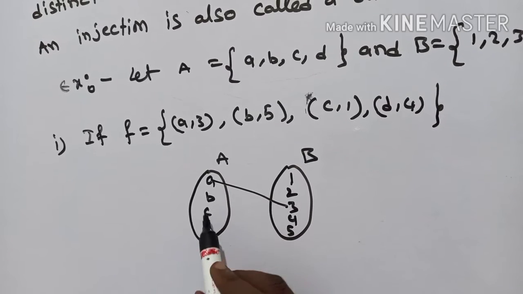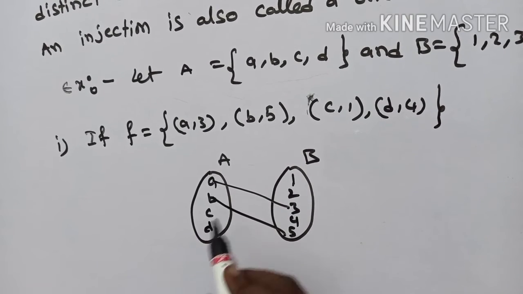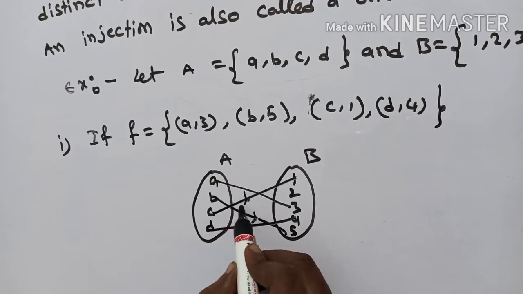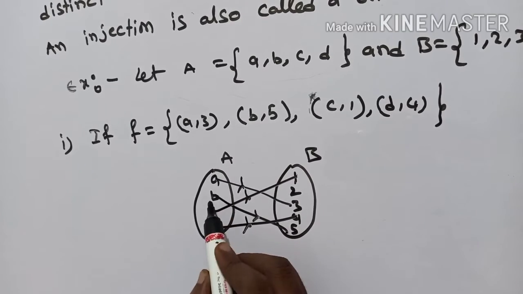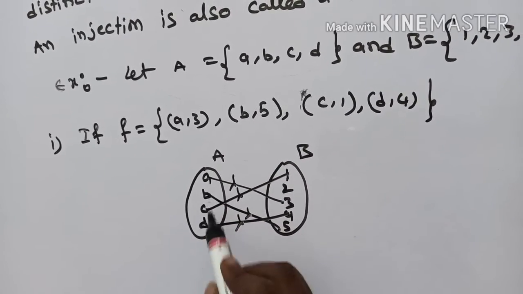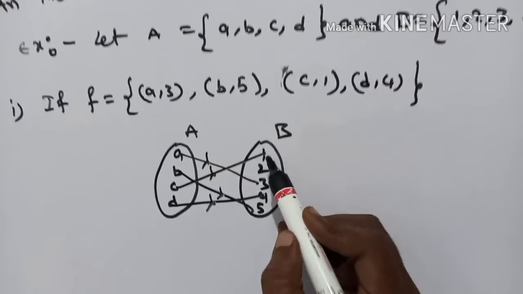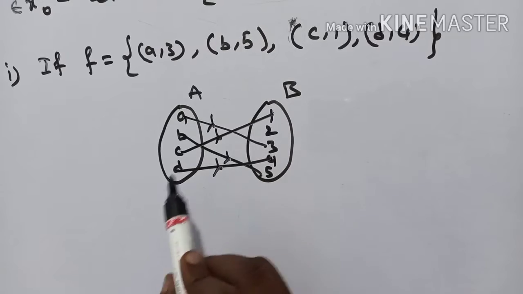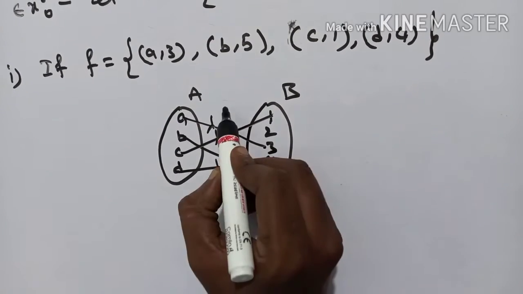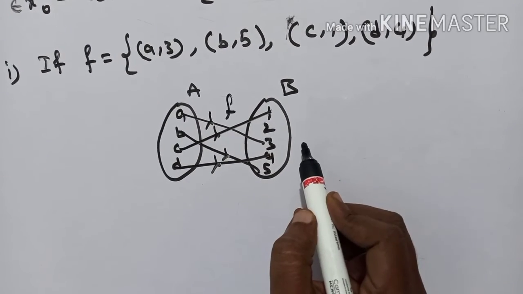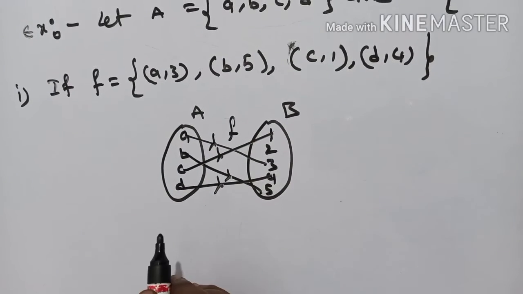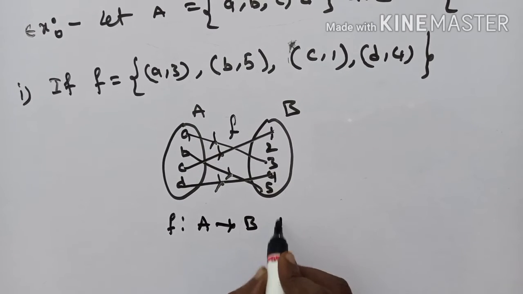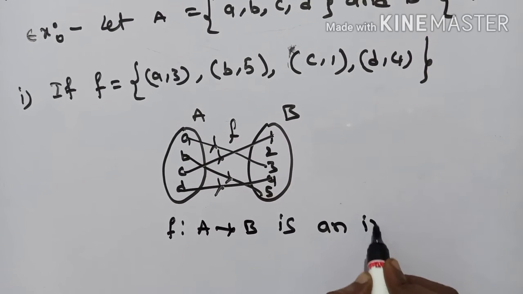F is {(a, 3), (b, 5), (c, 1), (d, 4)}. The domain has four different elements, and these four different elements have different images. a's image is 3, b's image is 5, c's image is 1, d's image is 4. Different elements have different images in B. This is a one-one function, so F mapping A to B is an injection.